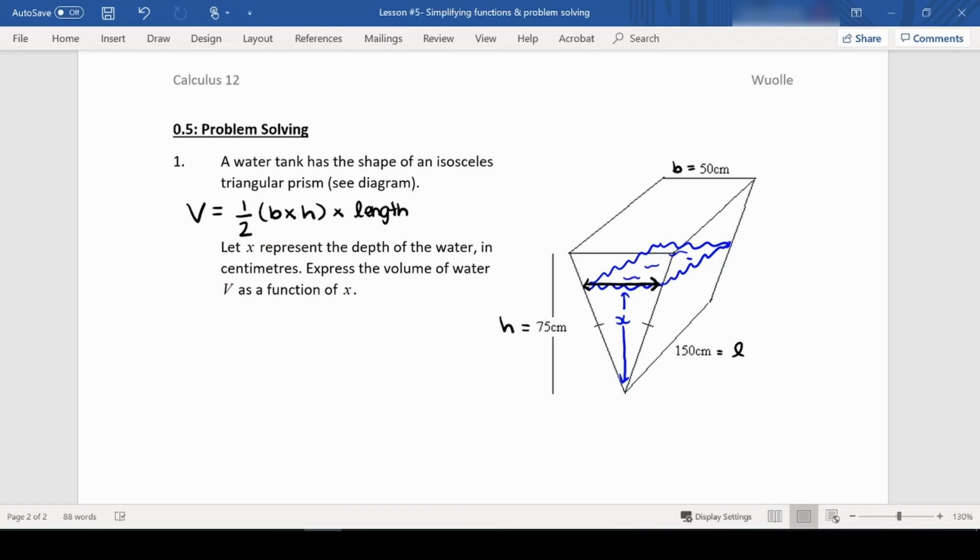So we know that in our original question, when B is 50, H is 75, right? So if B is 50, H is 75.